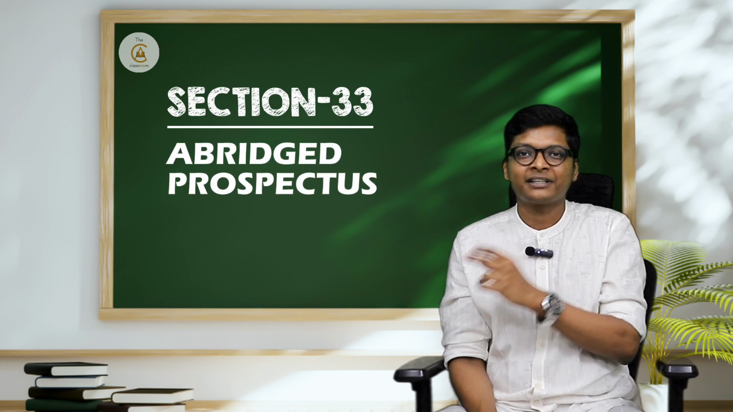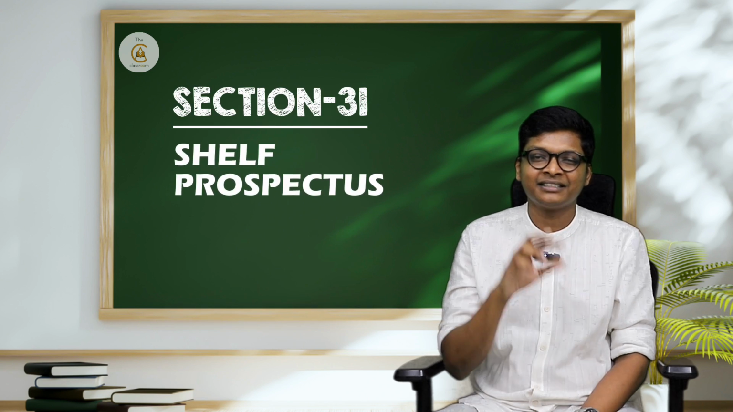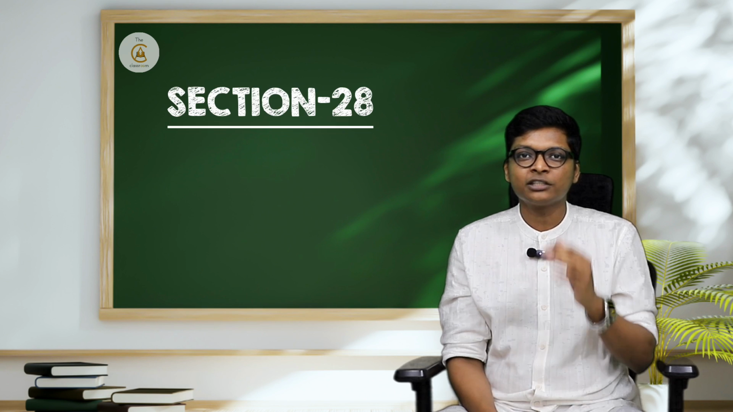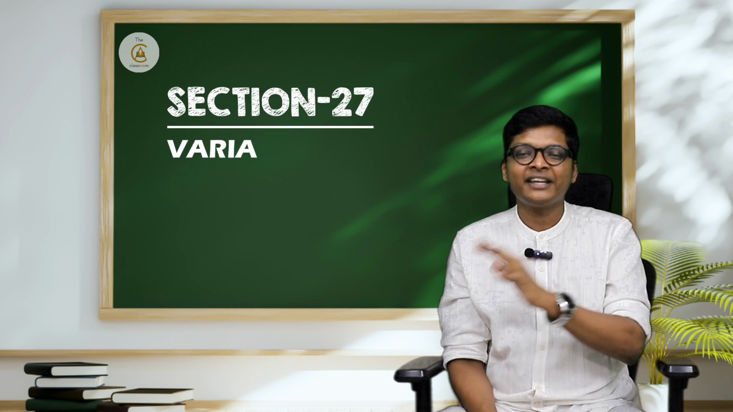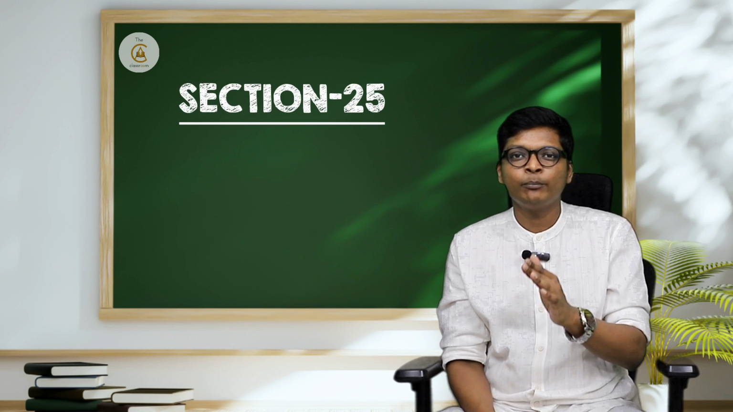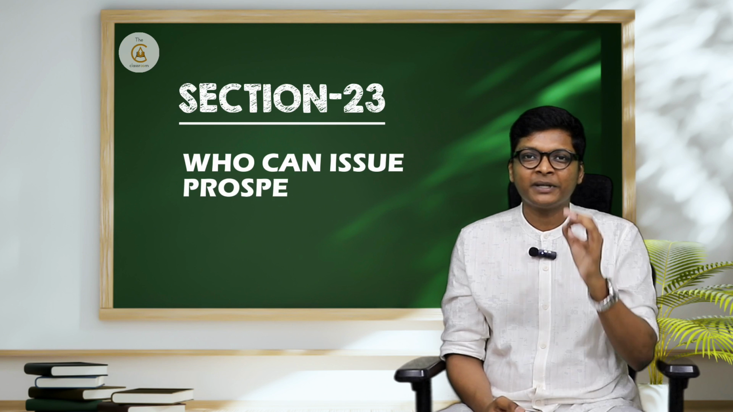33 is abridged prospectus. 32 is red herring prospectus. 31 is shelf prospectus. 30 is advertisement of prospectus. 29 demat. 28 is offer for sale. 27 is variation of unused money in prospectus. 26 contents. 25 deemed prospectus. 24 SEBI's power. 23 who can issue prospectus.